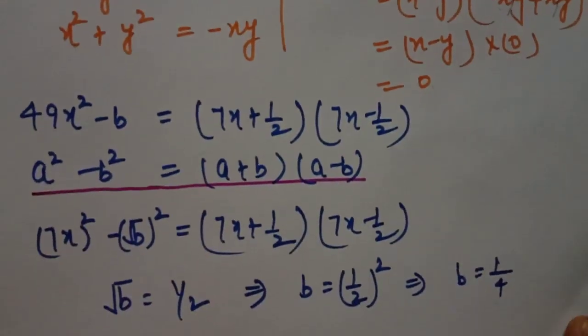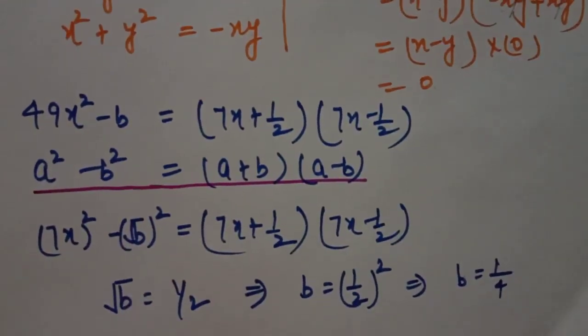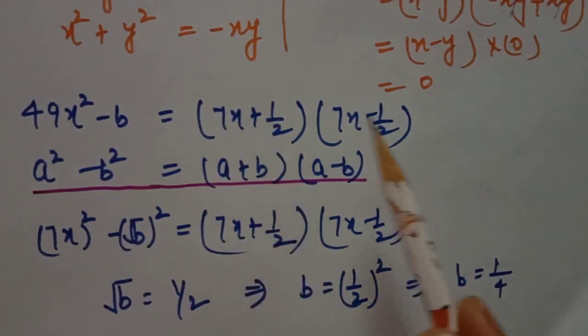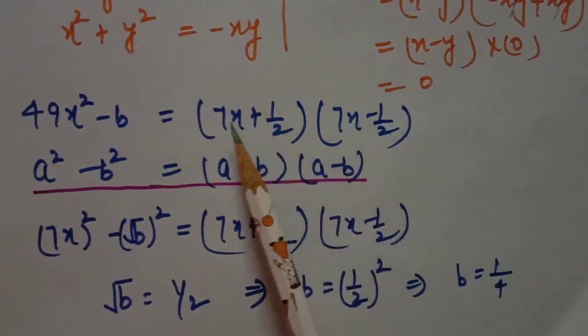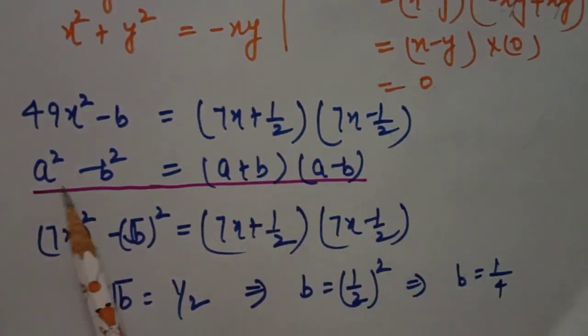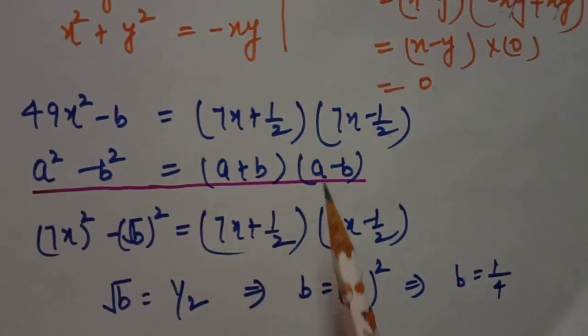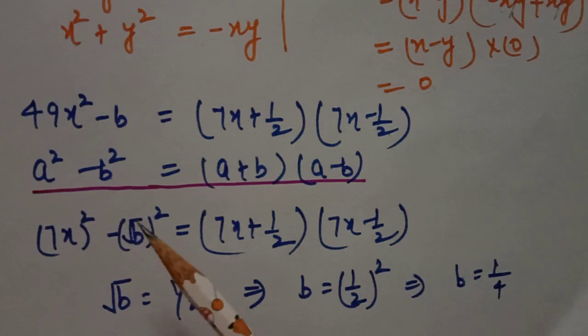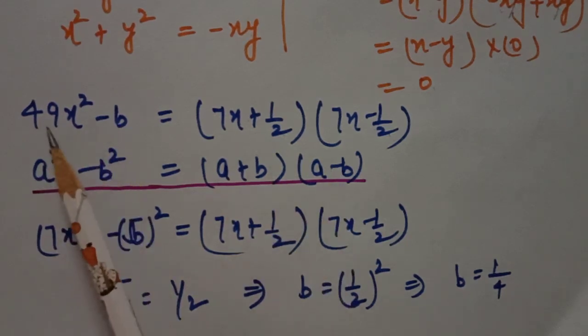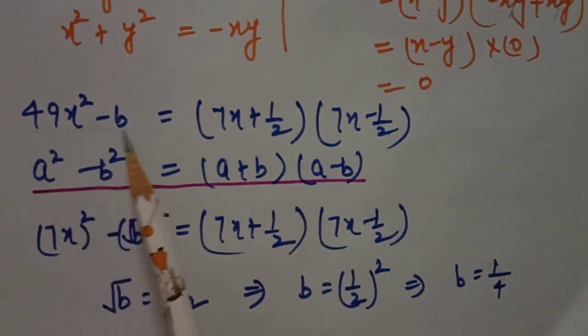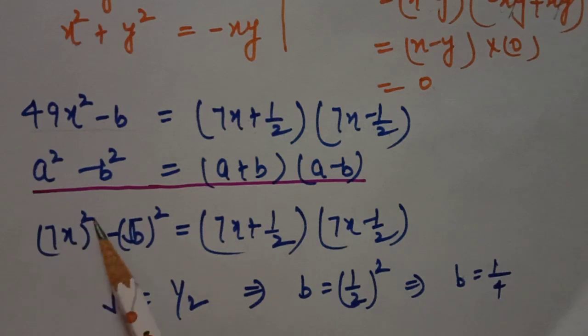Question number 9 was 49x square minus b which is equal to 7x plus 1 by 2, second bracket, 7x minus 1 by 2. It means a plus b, a minus b. So the identity is a square minus b square is a plus b, a minus b. So students, in this question we have to find the value of b. First of all, we have to change this question into the form of identity. So we have to change these two numbers as a whole square. So it is 7x whole square.